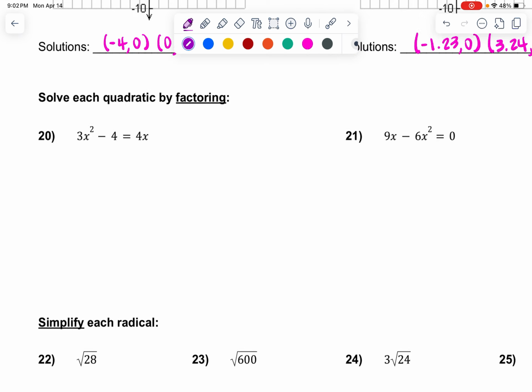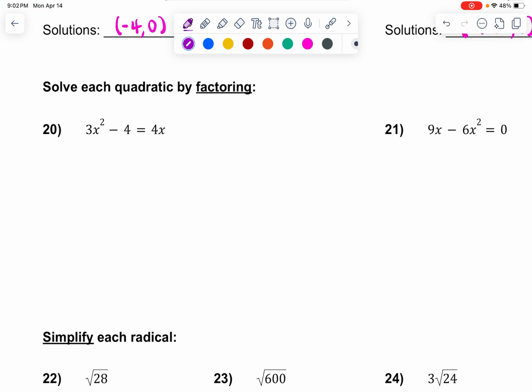Okay, so again, it must be set equal to 0, and then you're just going to factor it. So here we go. Obviously, this guy is not set equal to 0. We need to subtract that 4x over. And we need to make sure we put it in the middle, right? Because we need it in ax squared plus bx plus c form.